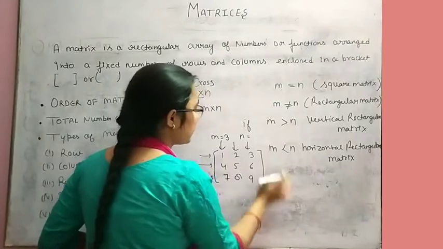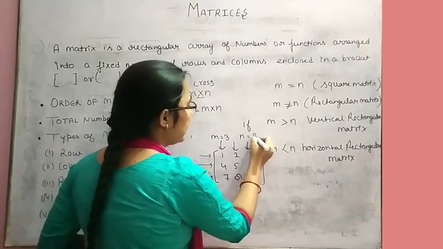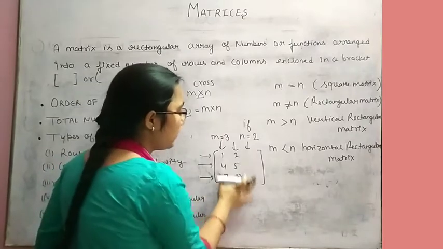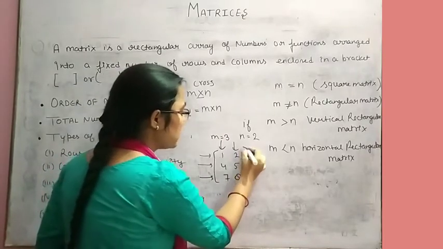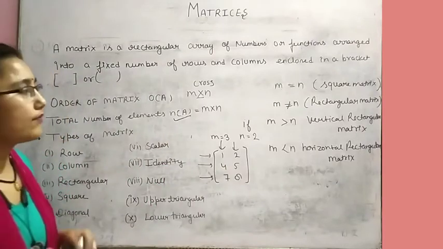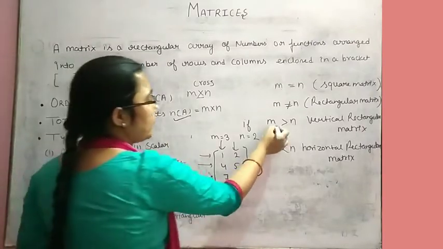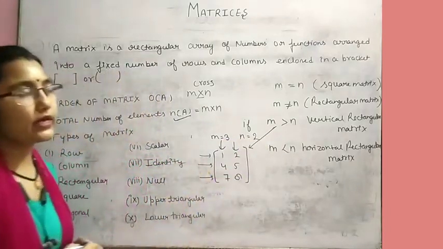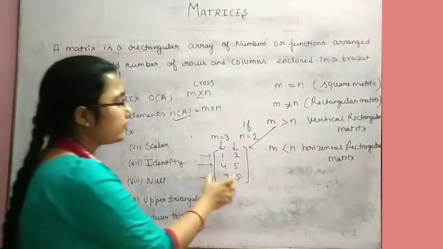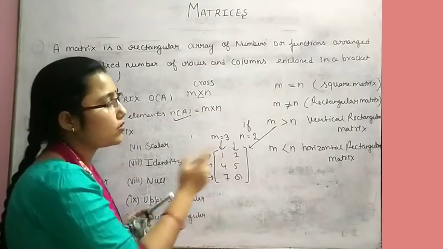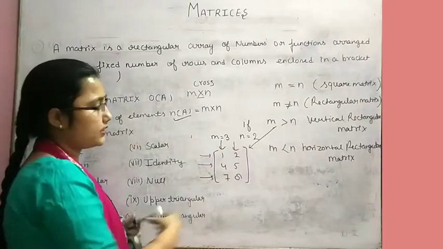Suppose n is 2. That means number of columns is 2, but number of rows is 3. So this is a rectangular matrix. If M is greater than N, 3 is greater than 2, this is known as vertical rectangular matrix. That means the geometry of vertical matrix is like this and the geometry of horizontal matrix is like horizontally.